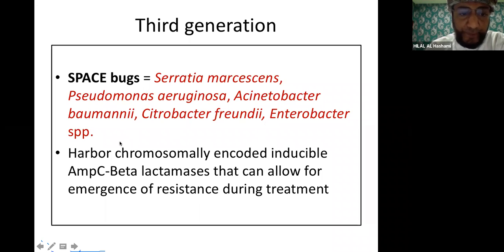This group harbors chromosomally encoded inducible AmpC beta-lactamase, which can allow for emergence of resistance during the treatment. So you may start the patient on third generation cephalosporins, but you notice after 5 days, 1 week, that the child starts to relapse, because being on third generation cephalosporins switched on the AmpC gene, which is the beta-lactamase gene, and it becomes resistant to the third generation cephalosporins.